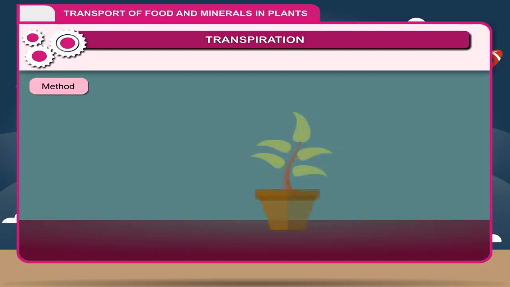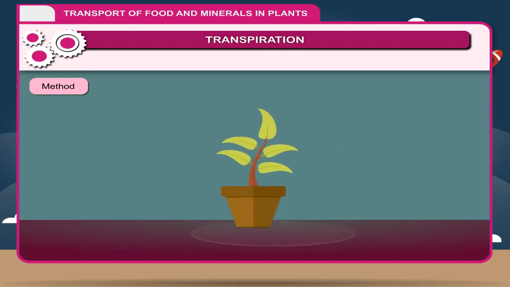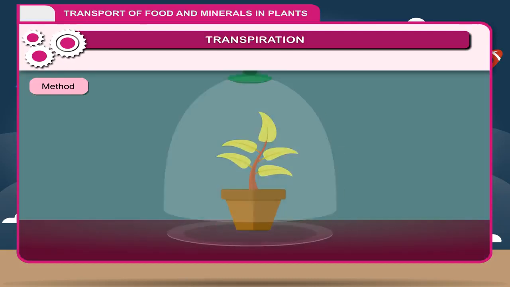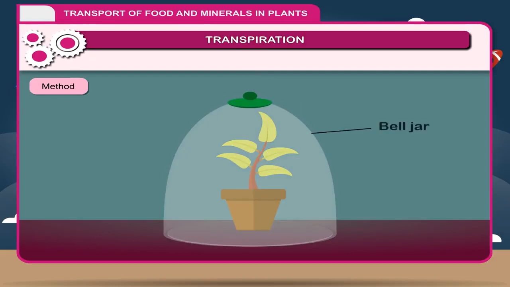Activity. To show that transpiration occurs through leaves. Method. Take a well-watered potted plant on a glass plate and cover it by a dry bell jar. The apparatus is made airtight through Vaseline. After some time, the bell jar becomes misty and a few small droplets will also be seen on the inner surface of the bell jar. Result: this shows water vapor formed during transpiration has condensed on the inner surface of the bell jar in the form of droplets.